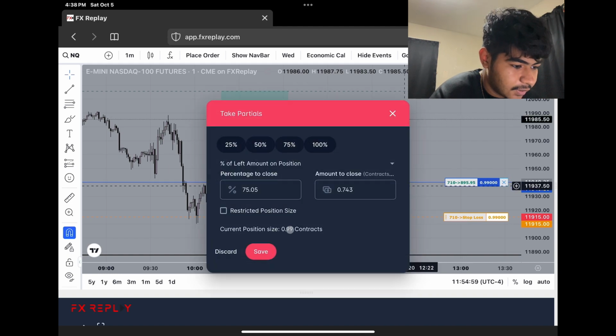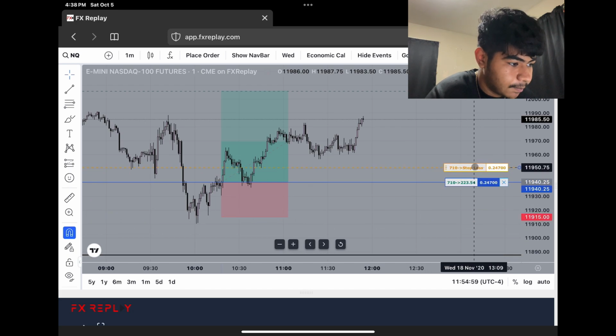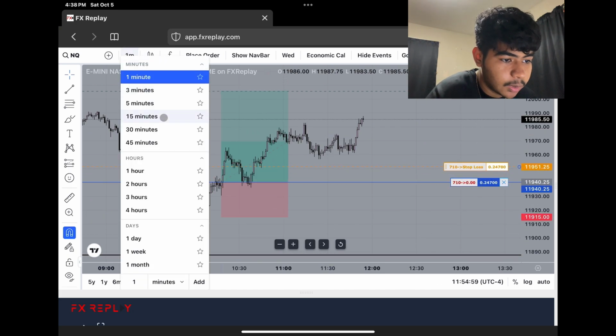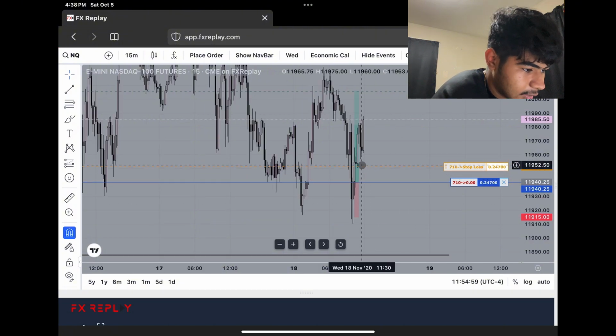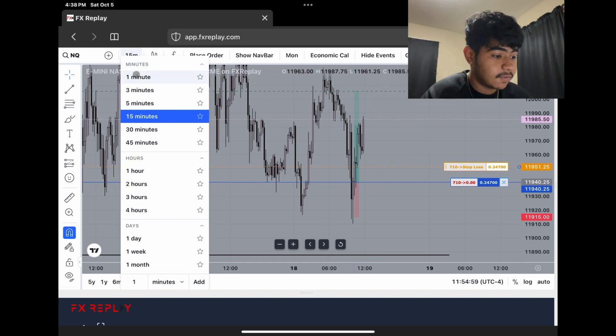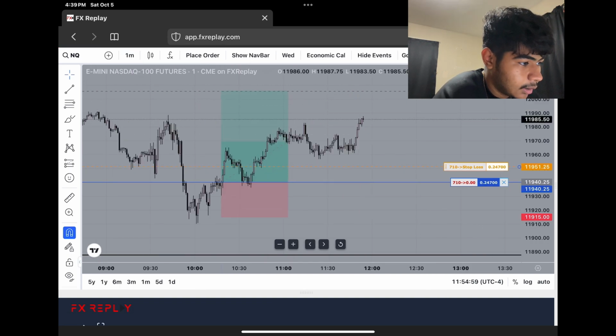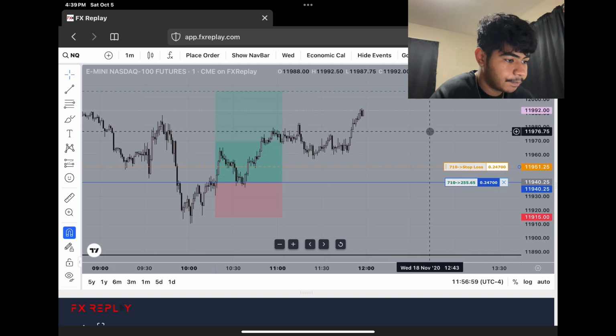I'm gonna take off 75 anyways because, as you can see, lunch session is coming in. One thing I do with my stop loss, well, so there's this fair value gap. I'll put it in there if it wants to retrace again. That's a 15 minute, but there's probably a 5 minute fair value gap there as well. And then I'm gonna just let it run.